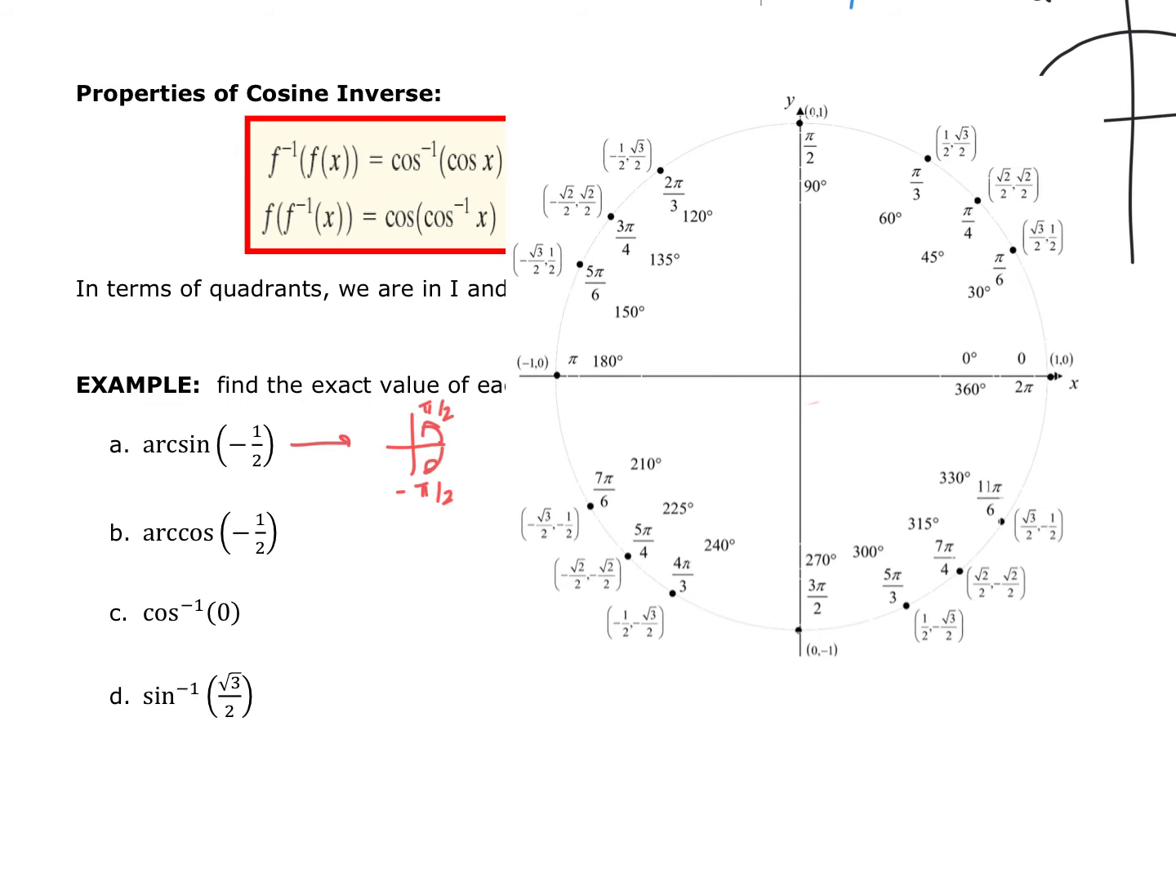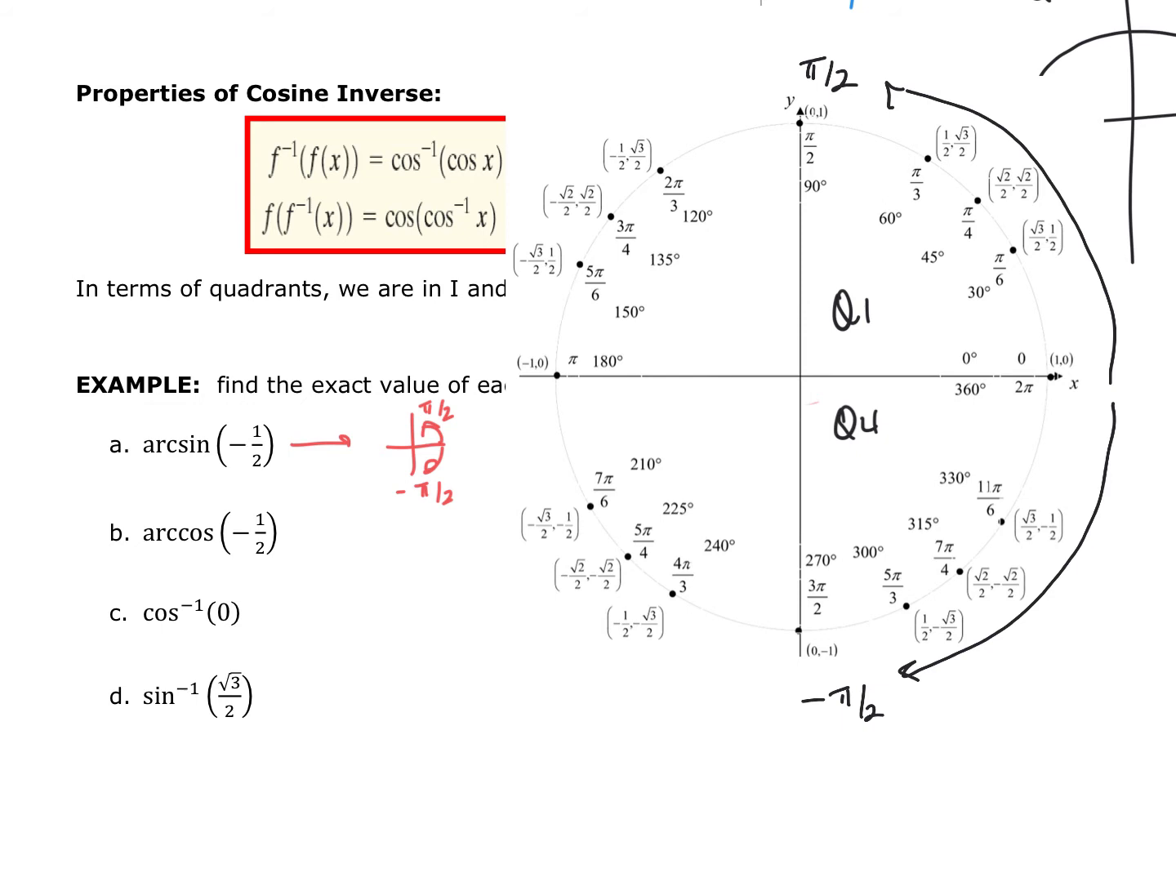Now remember that if we're going in this direction, this is negative pi halves. And if we're going in this direction, this is a positive pi halves. This is quadrant 1 and quadrant 4. So I look for the ratio of negative 1/2 for the y. That's this one. And I'm tempted to say it's 11 pi over 6, but remember I have to go in a negative rotation. So this is actually negative pi over 6. Because of that, my answer here is negative pi over 6.